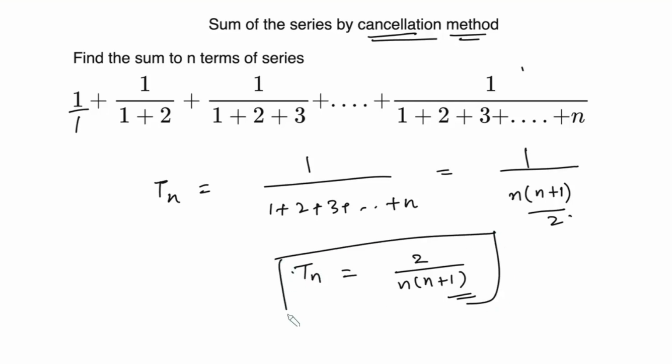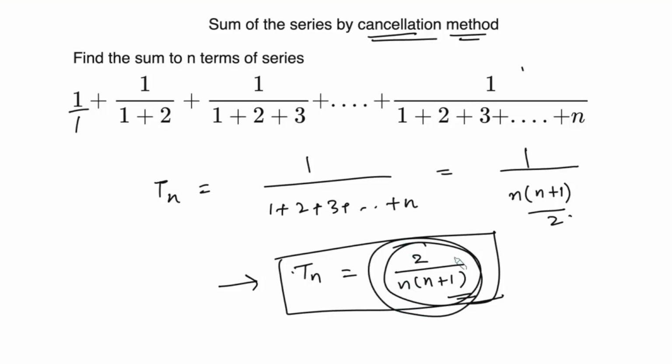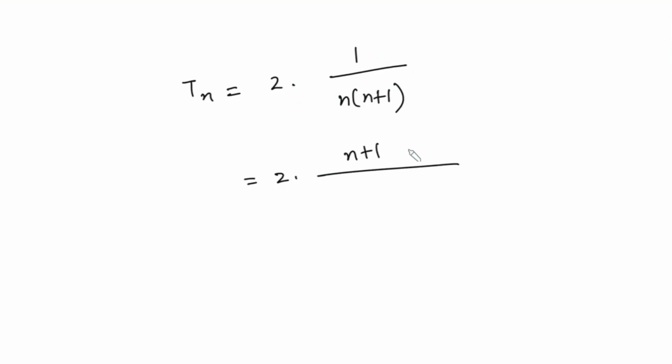And we know that in order to find the sum, we need to take the summation of this. But we will not be able to take the summation of the right-hand side directly. What we can do is split the denominator in such a way that we have two different terms. For that, we can write Tn as 2 common 1 over n times n plus 1, that is 2 times n plus 1 minus n. So I am adding n and subtracting n from the numerator.